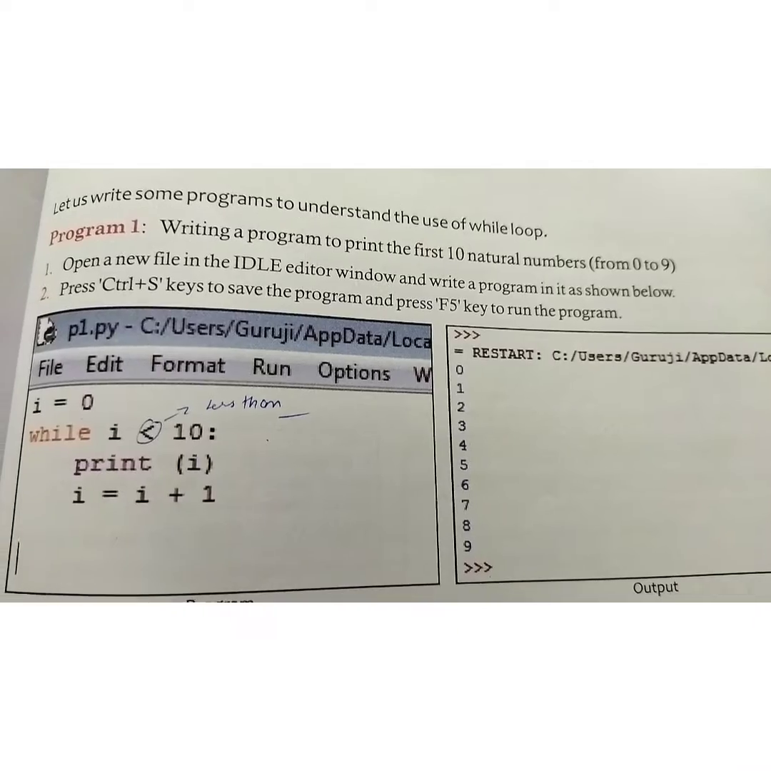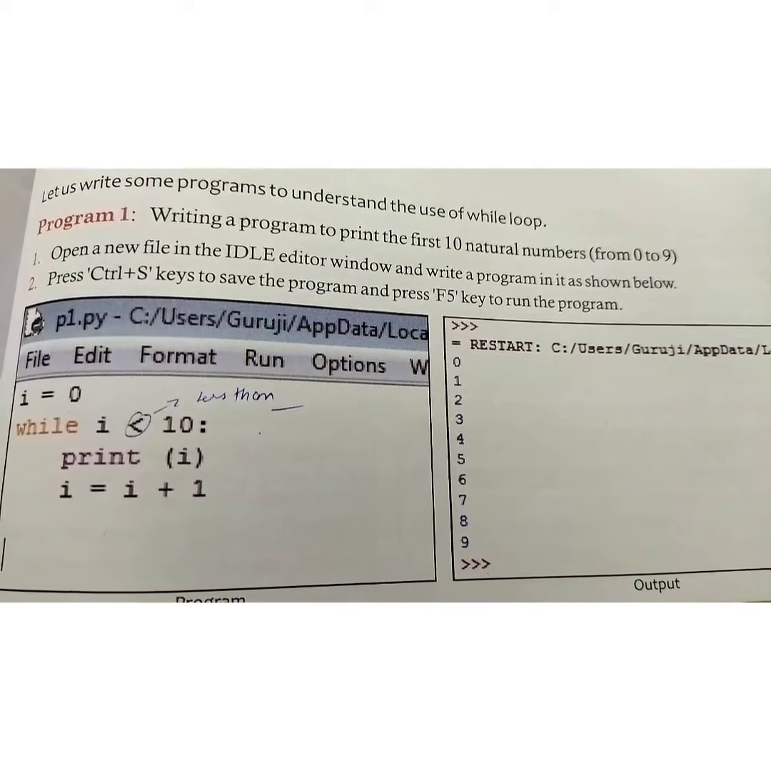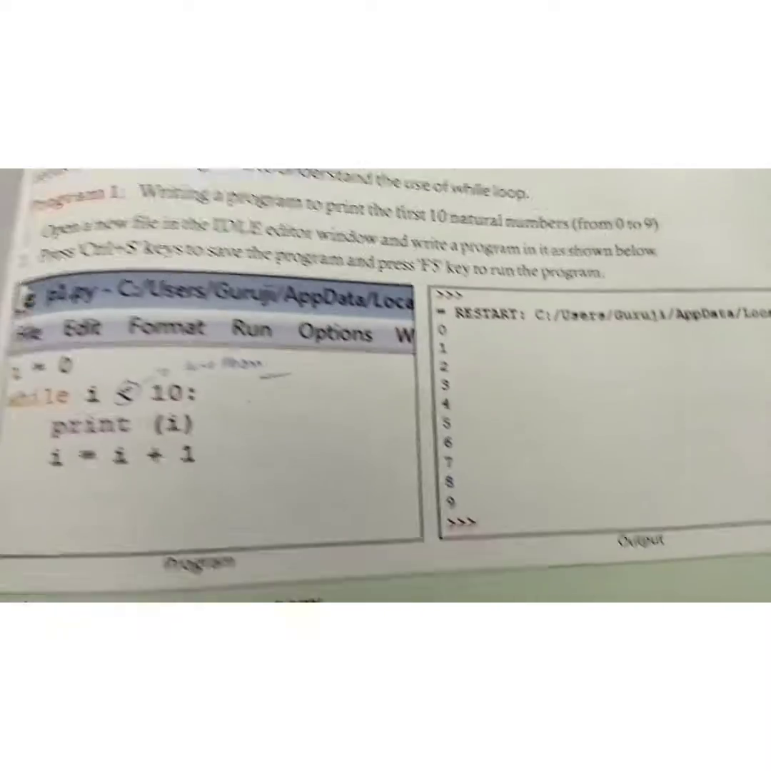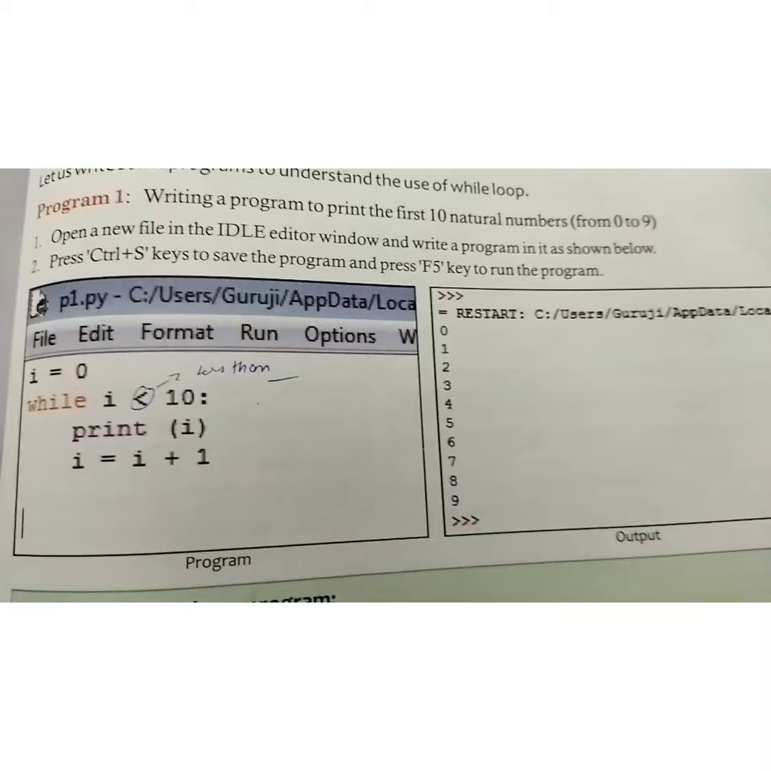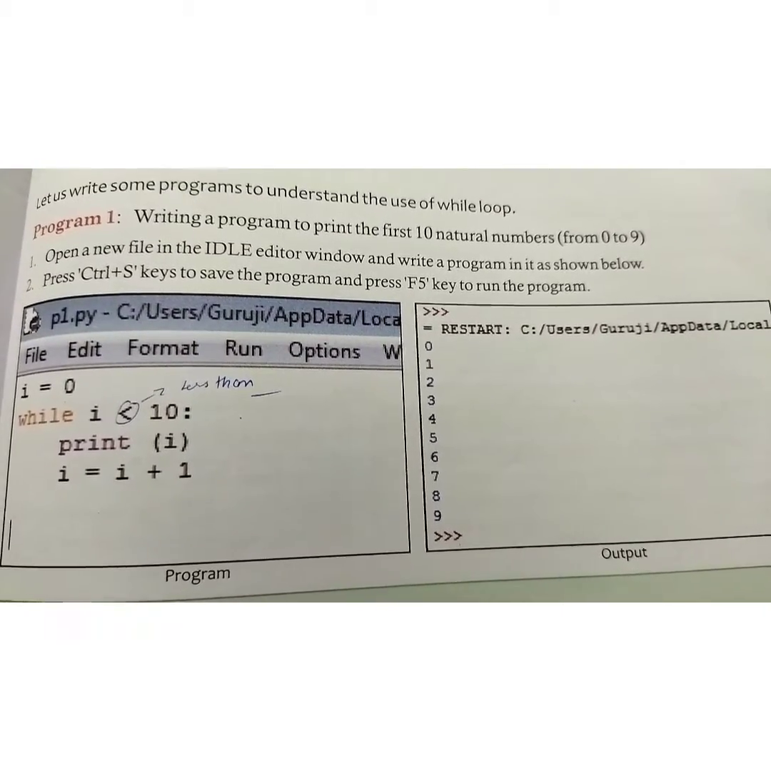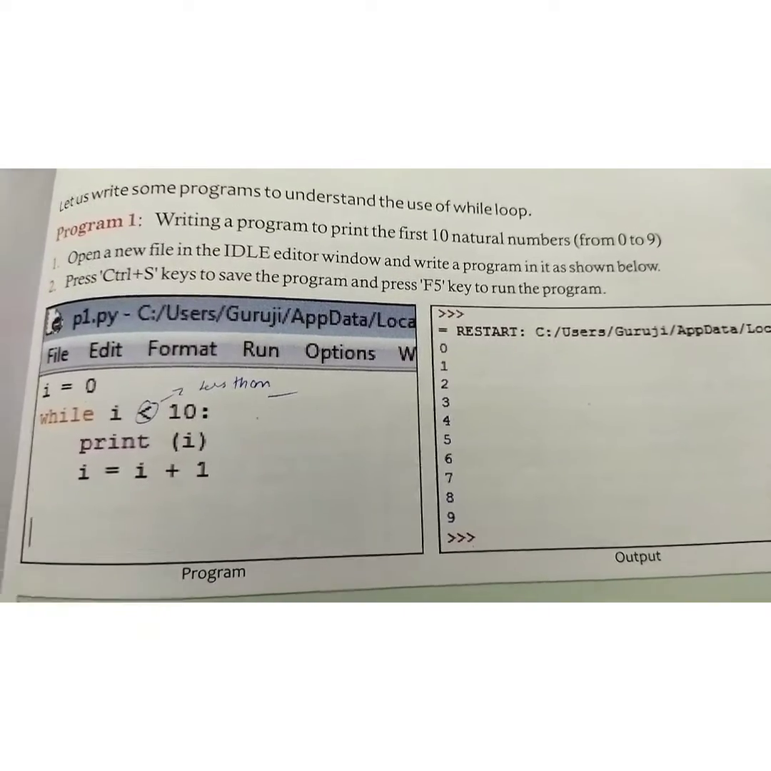So the program is: i = 0, while i < 10: print(i), then i = i + 1. So the initial value, you will add this plus 1. Then you will save this program and see the output. Press the F5 key to run the program.